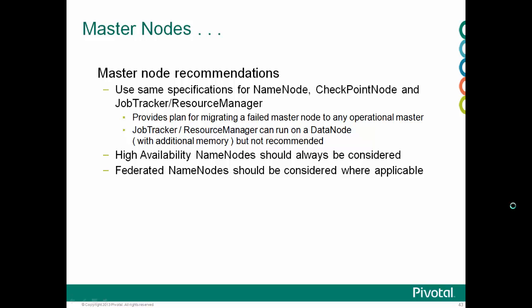You should always encourage high availability name nodes. A high availability name node is a name node that runs in an active passive environment. And federated name nodes should be considered when applicable. We will talk later in this course about high availability name nodes as well as federation.